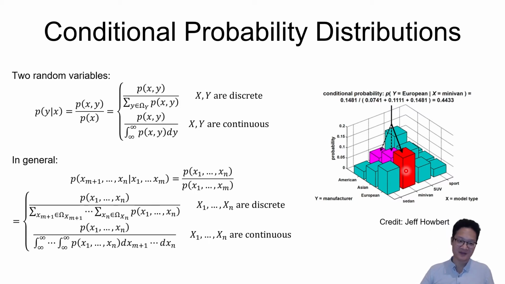It kind of makes sense, right? Because we know that the car is a minivan, so we only have to consider these three bars. Out of all the outcomes for a minivan, what is the probability that the manufacturer is European, right? So it's just taking the red bar divided by the sum of the three minivan bars. Okay, so you can see this calculation up here.